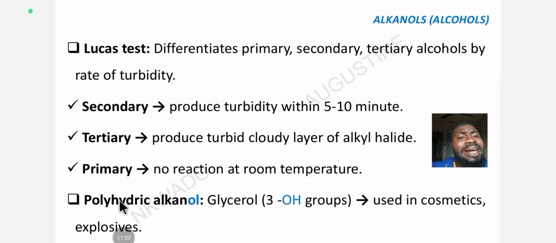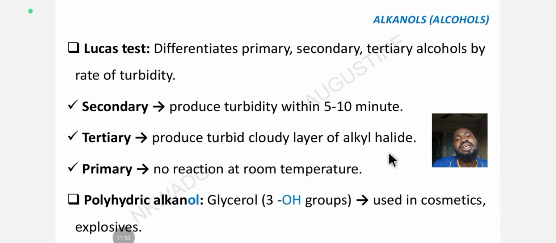Then the primary alkanol has no reaction at room temperature. No reaction to the Lucas reagent. When you add the Lucas reagent, there is no turbidity at all for primary alcohol. When we talk about oxidation of alcohol, the tertiary alcohol does not get any oxidation at all; it is resistant to oxidation. But during the Lucas test, it is the primary alkanol that has no reaction at room temperature. The secondary produces turbidity between 5 to 10 minutes. The tertiary forms what is called alkyl halide, and it appears cloudy. That's the kind of turbidity it forms.